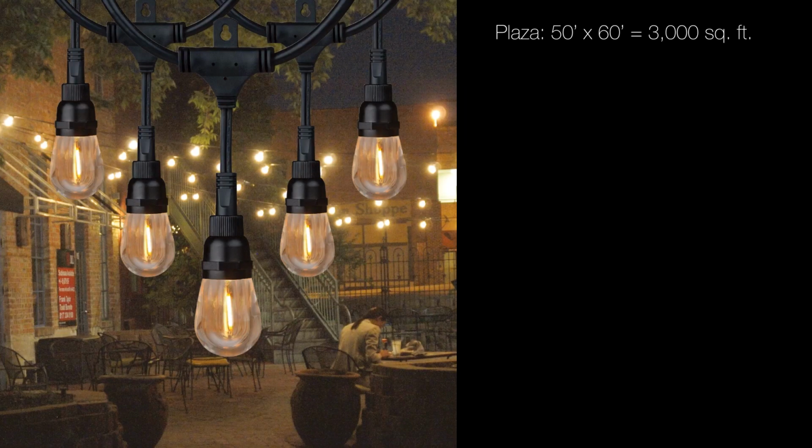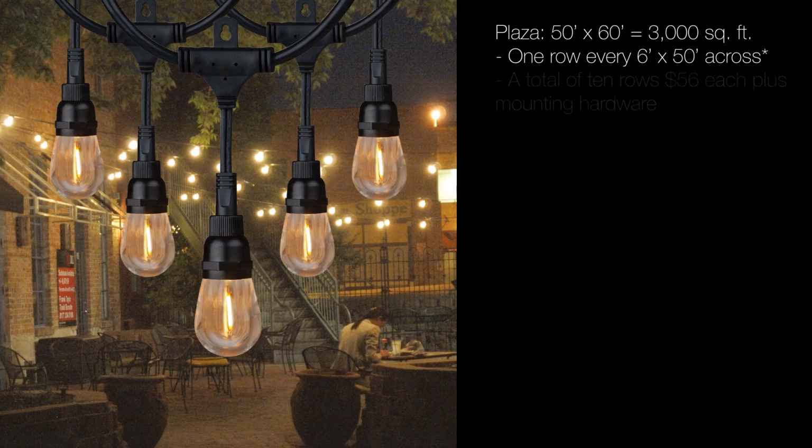Let's say that you had a 3,000 square foot plaza. I'm using that as our example. And let's say it's 50 feet by 60 feet. So 60 feet deep, 50 feet wide. Sorry for you in Canada speaking meters. But you'd have one row of these lights every 6 feet and about 50 feet across. There's a little asterisk. I'm going to get to that. And then you might have a total of 10 rows. You have 60 feet, every 10 feet.